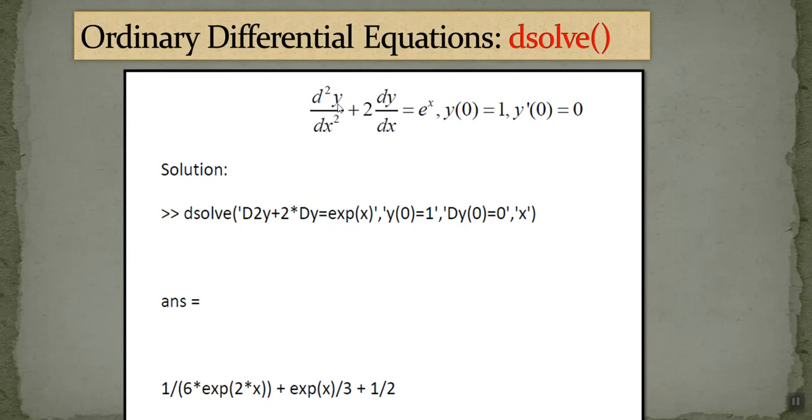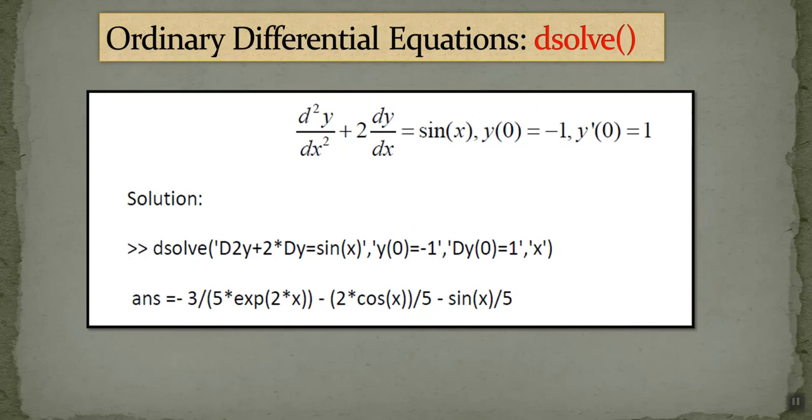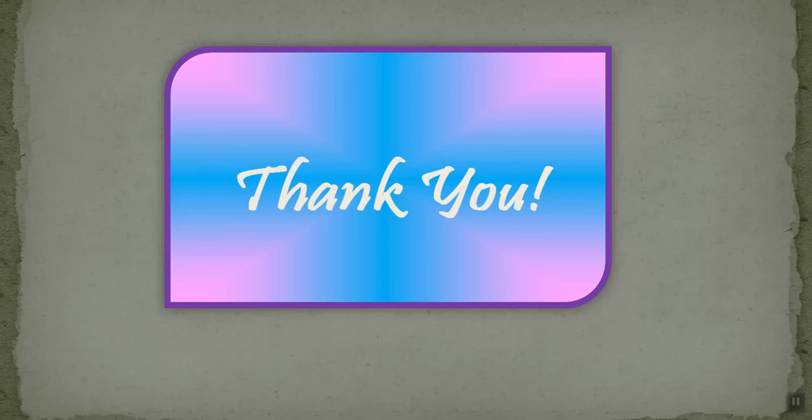Now coming to the second order differential equation: in place of d square y by dx square, use D2y, and in place of dy by dx, use Dy. Write the equation under single quotes, the condition under single quotes, and the second condition also under single quotes, and also write the variable. Then press enter and directly you will get the solution. No need to write in a script file, we can write directly in the command window. In a similar way, another question: D2y plus 2 into Dy plus sin x, under single quotes, and again write the conditions under single quotes, and finally write the independent variable x, and directly you will get the solution.